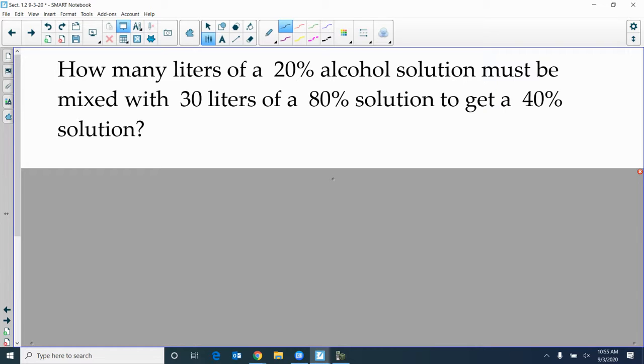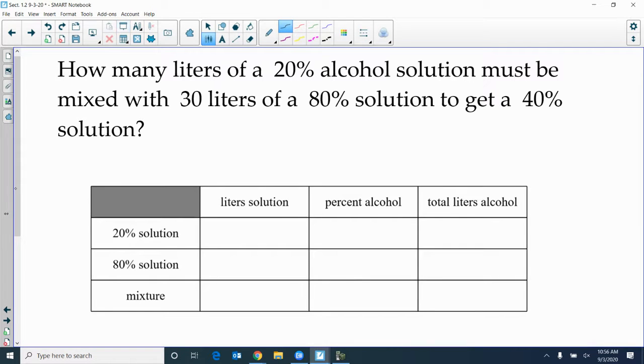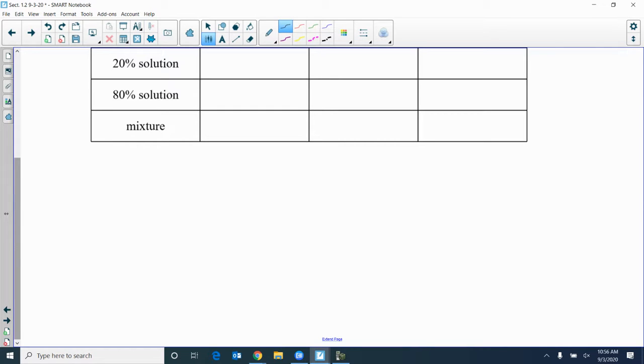That equation will work. So you get 0.2X plus, what's 0.8 times 30? 24? 24 equals 0.4X plus 12. All right, solve that. I'm going to put that down underneath here. 0.2X plus 0.8 times 30 equals 0.4 times (X plus 30).